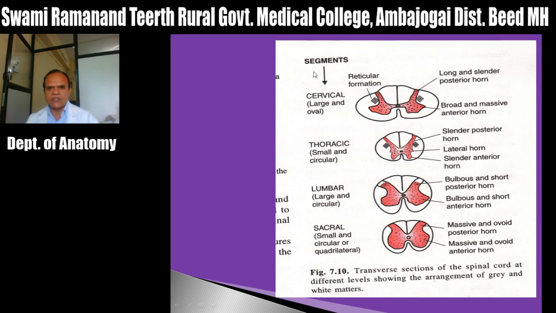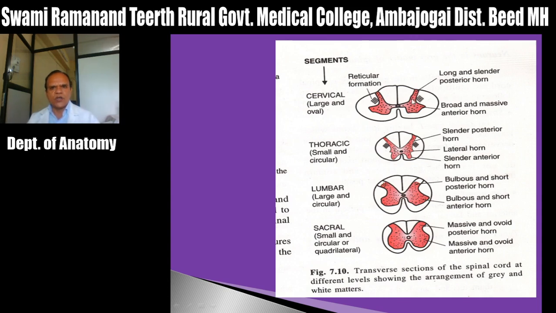Focus a little bit on this. When you take a cut section of the spinal cord, it is not uniform in the cervical, thoracic or sacral region. Okay. So what are the little differences? Now in the cervical region, the overall section, when you take a cut section, looks to be oval.